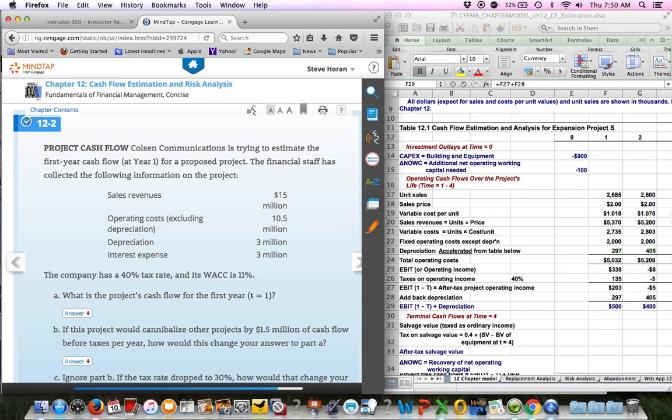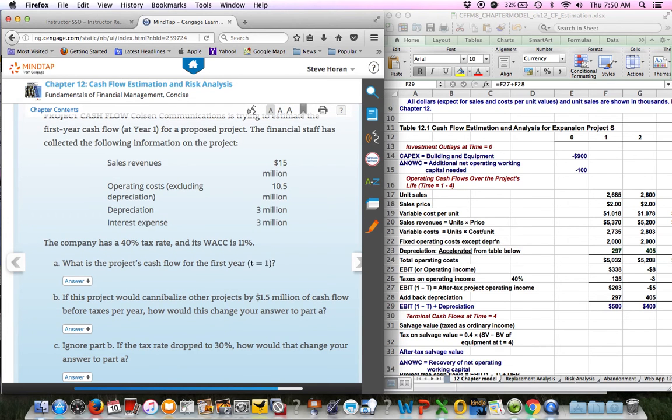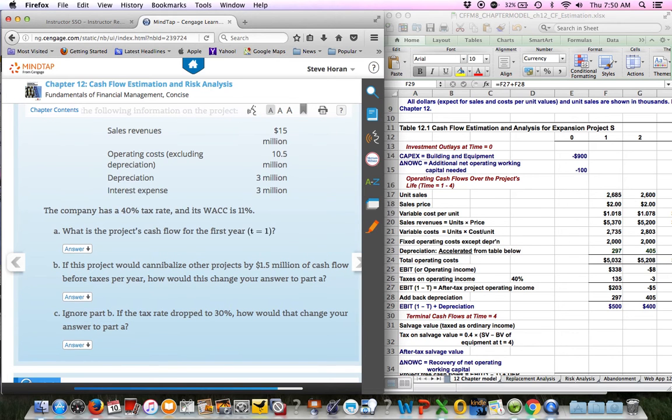It says here Colson Communications is trying to estimate the first year cash flow for a proposed project. The financial staff has collected the following information on the project: $15 million of revenue, $10.5 million of operating cost, depreciation is $3 million, and interest expense is also $3 million. The company's tax rate is 40% and the WACC is 11%.